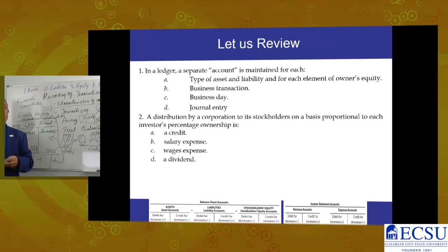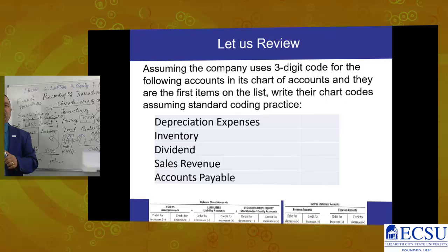Number two, a distribution by a corporation to its stockholders on a basis proportional to each investor's percentage ownership is. Now, as touched upon briefly, any distribution to the owners in a corporation is a dividend. So that would be D, the answer. Now let's go on to the next.